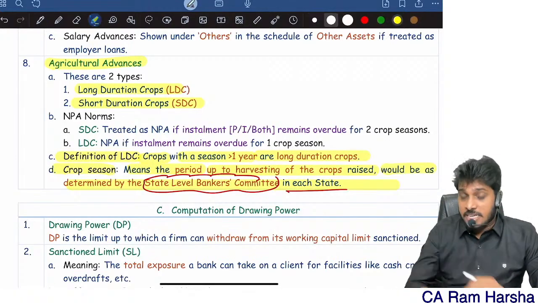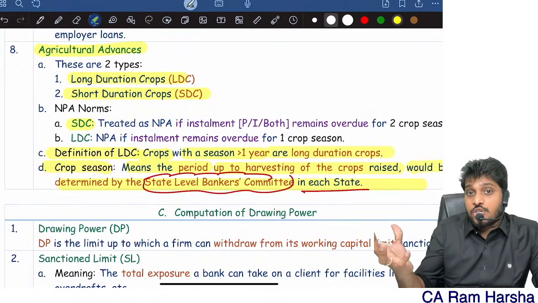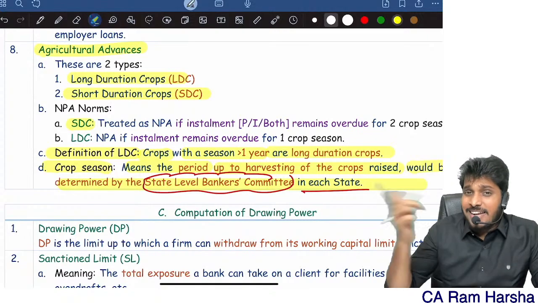Now, you gave an agriculture loan. Sir, it's a short duration crop loan I gave to a farmer who is planting a short duration crop. For him, I gave a loan. What is an NPA now?